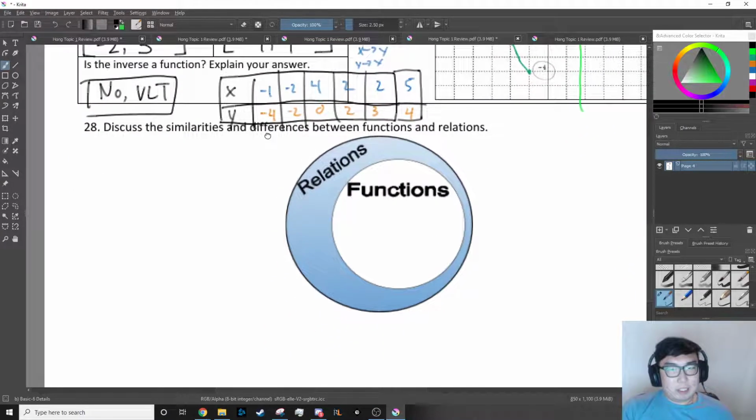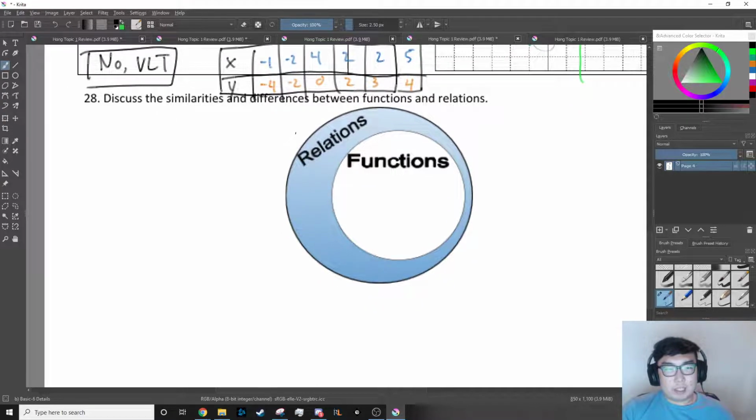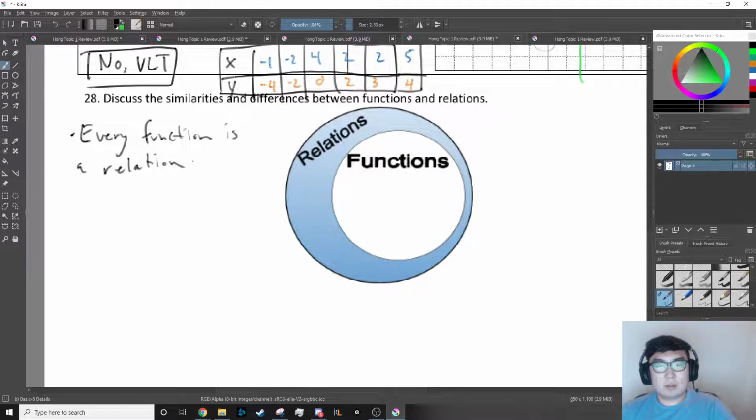So discuss similarities and differences between functions and relations. And functions and relations, you can tell by this picture, every function is a relation. So I could write that: every function is a relation. You could also write that relations and functions, because they're the same thing, I can write all the properties of a relation, which are 2 or more ordered pairs.